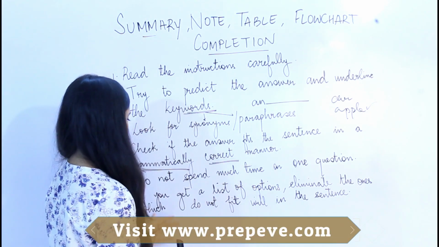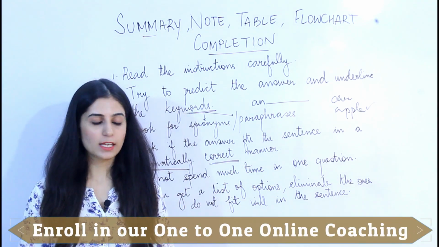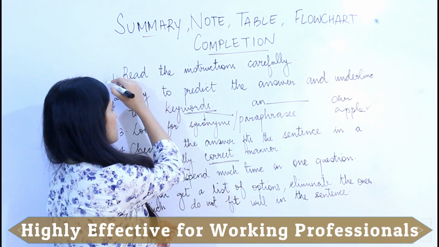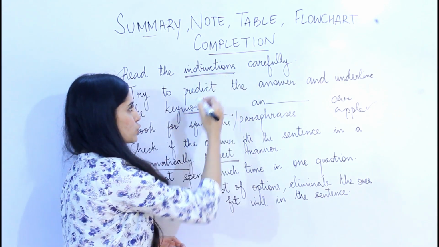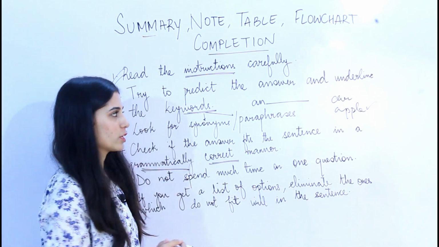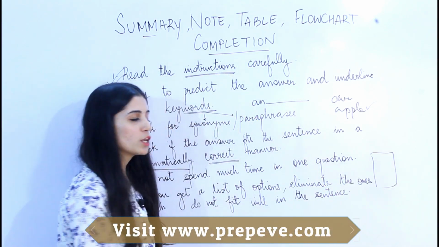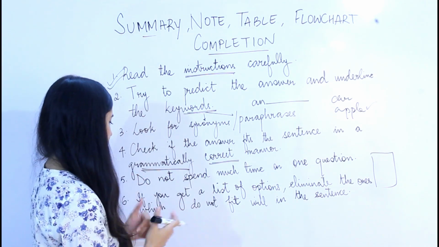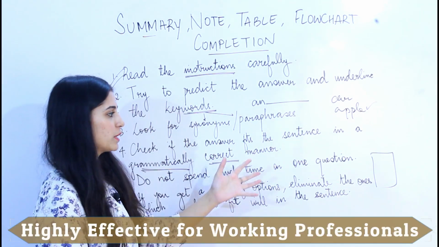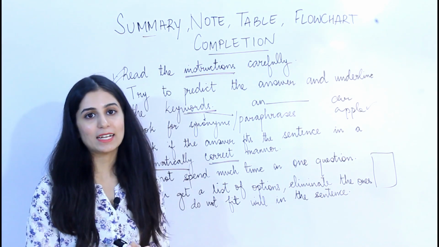Alright, the next one is, if you get a list of options, eliminate the ones which do not fit well in the sentence. So this was when you are not given any options. That strategy is to be followed when there are instructions given to you and you have to identify your answer on your own from the passage. However, if they have given you a list of words or options to choose from, then what is the strategy? In that case, you have, for example, say 5 blanks in your questions. They'll be giving you 7 to 10 options. Yes, they give you extra options to confuse and distract you.